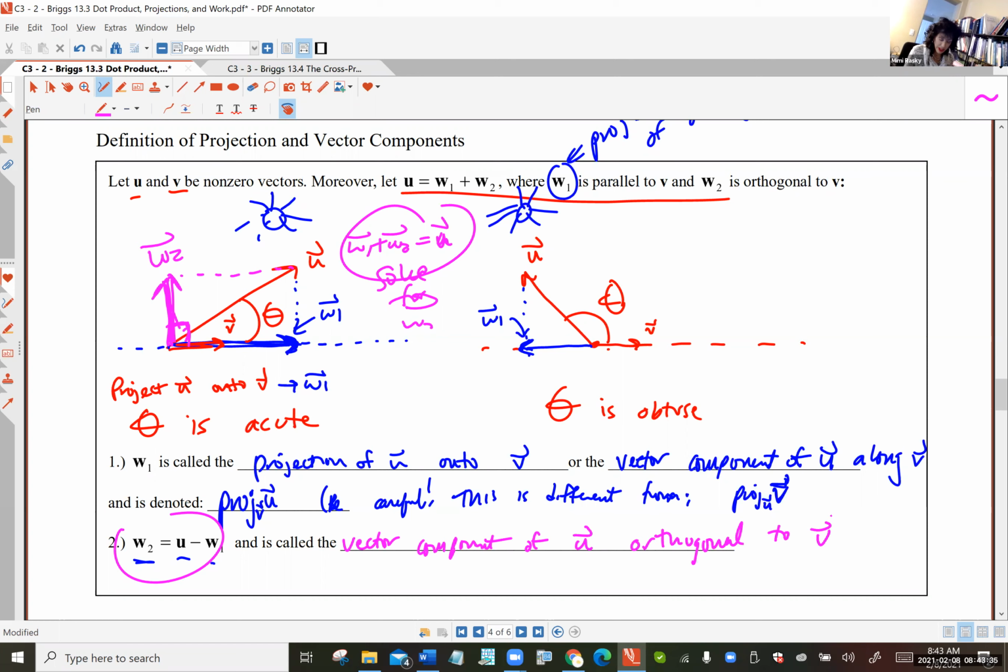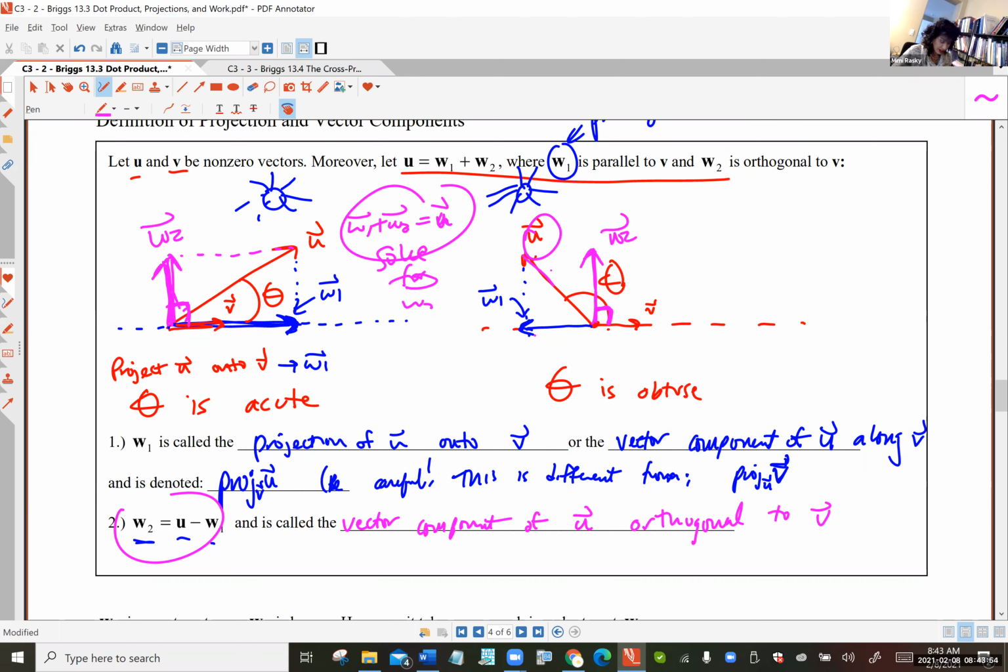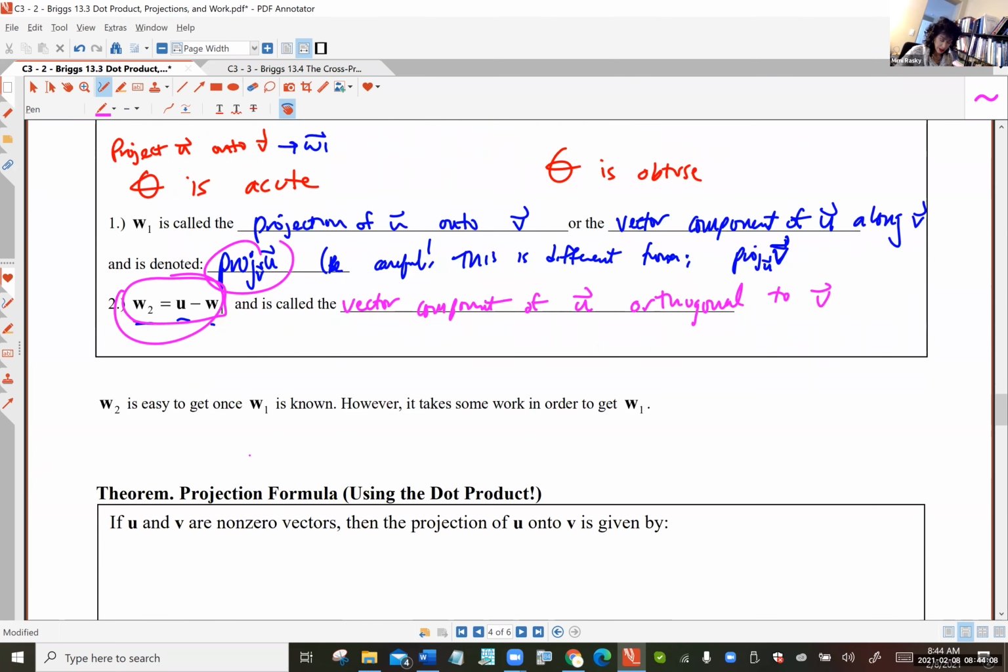of U orthogonal to V. Now, what does W2 look like in my other diagram? Because I have two diagrams here. No problem. It's similar. It's orthogonal to V, so there's this 90-degree angle here, and the sum of these two gives you back U. W1 plus W2 gives you U. Now, W2, I just gave you the formula for W2. It's easy. The formula for the actual projection, W1, is not going to be pretty, but I think you're ready now. Here it is.